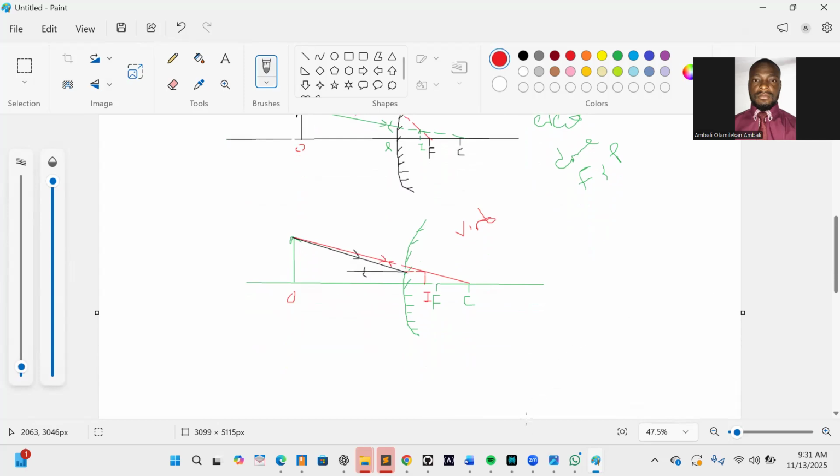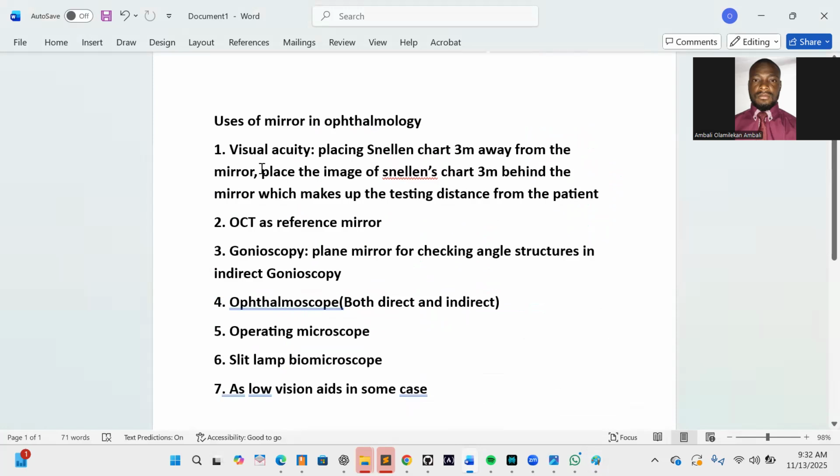All right, so now the next thing is just to quickly talk about the use of mirrors in ophthalmology. One of the first uses is when you're doing visual acuity testing. For visual acuity testing, sometimes we only have a short room. The standard distance is 6 meters, but you have a 3 meter room. So just put the patient on one side of the wall and put the Snellen chart beside the patient, maybe on top of the patient's head or beside the patient. Then you put the mirror 3 meters away in front of the patient.